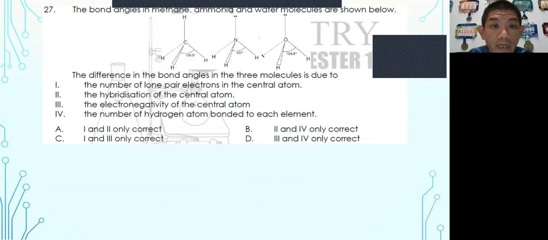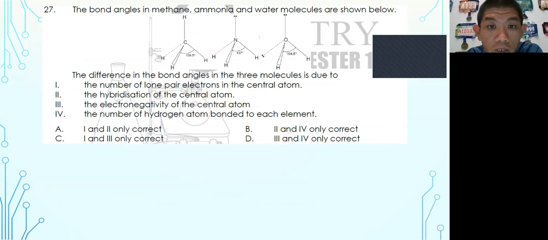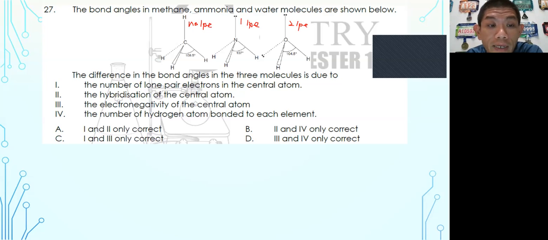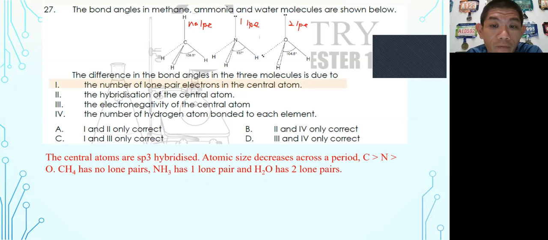Then you have 27. The bond angles of methane, ammonia, and water molecule are shown below. The difference in the bond angle of these three molecules is due to what? If you look carefully inside the diagram, methane has no lone pair electron, while ammonia has one lone pair electron, while water has two lone pair electrons. So in here we say that lone pair electron repulsion is greater, so that is why it makes the bond pair electron repulsion become smaller. So that's why smaller angle. So in here, the difference of the bonding angle is due to the number of lone pair electrons in the center increasing. Yes, which is true.